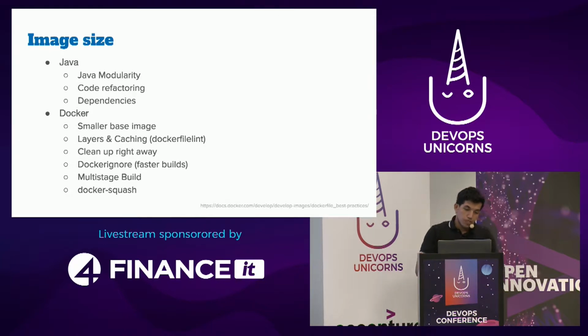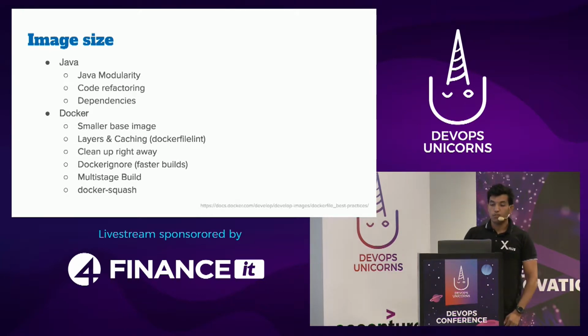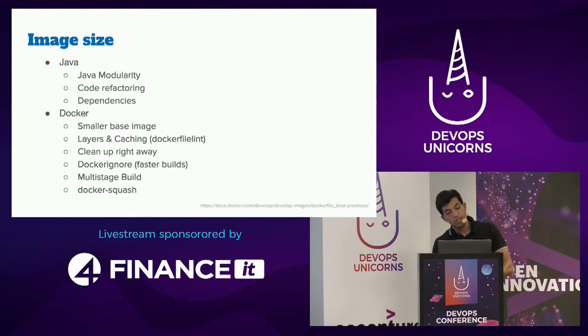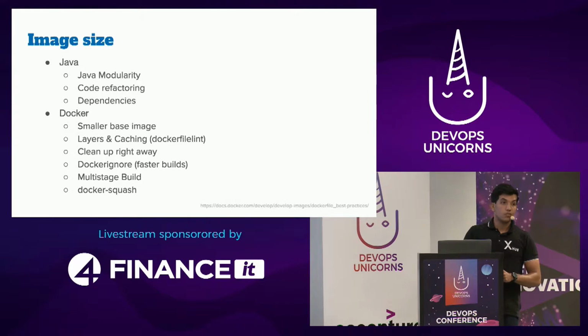So from the Docker side, there are a couple of steps that we can follow to generate a smaller image, starting by using a smaller base image. And as we will see in the future slides, the smaller the base image is, the smaller your final image will be. Also, understanding the concepts of layers and caching in Docker helps to reduce the final image size. But generally speaking, it is a good idea to combine related commands in your Dockerfile and separate the unrelated commands. Also, cleaning up right away.